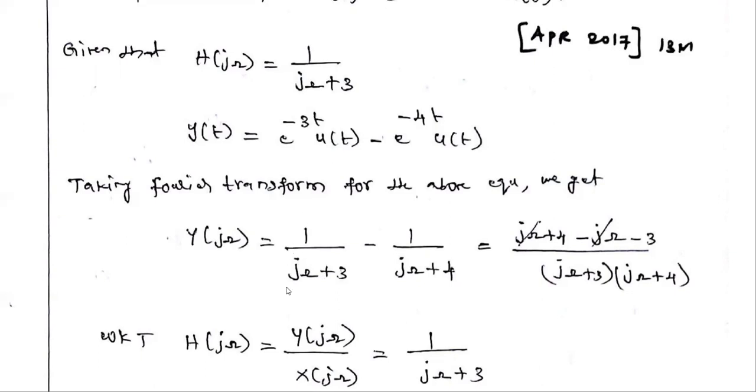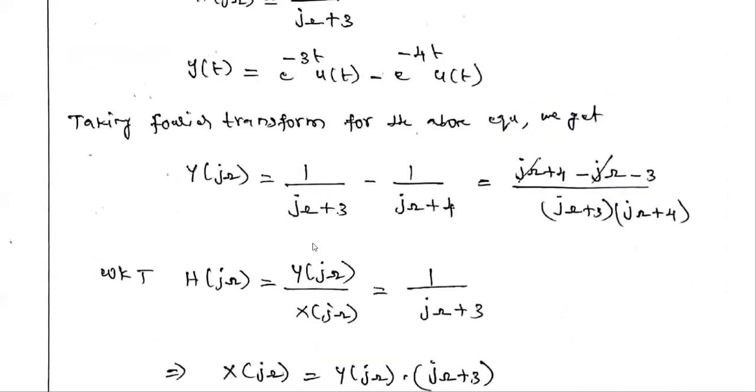Next, you take the LCM. If you take the LCM, (jω + 3)(jω + 4), the numerator is (jω + 4) minus (jω + 3). Here jω minus jω cancelled, so 4 minus 3 is 1. So Y(jω) is 1 divided by (jω + 3)(jω + 4).